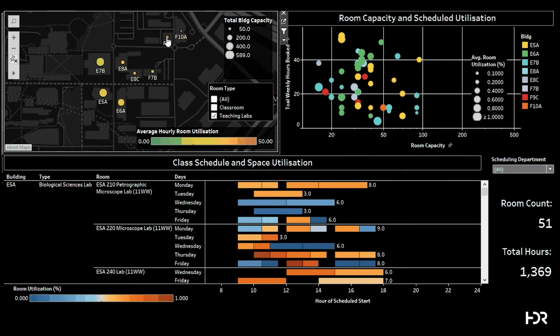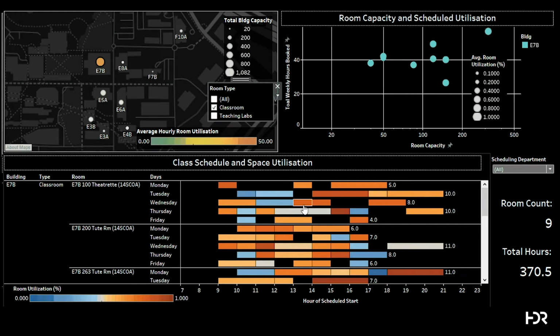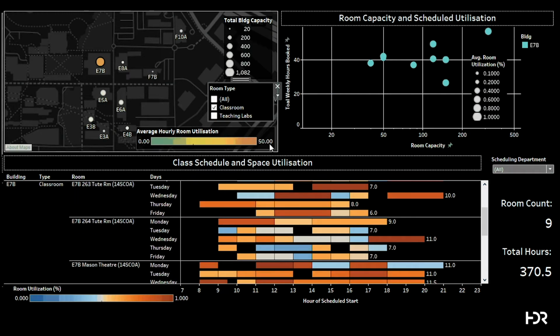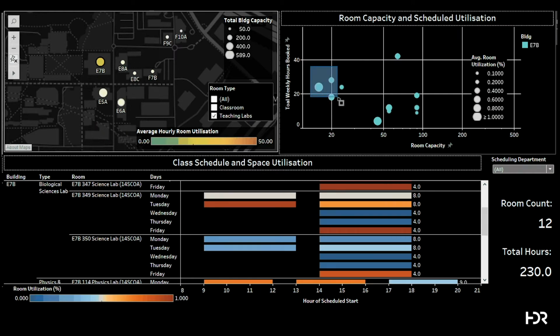So what we found was they were going to build a whole raft of classrooms, and what they really lacked was teaching labs. We were able to demonstrate there were huge gaps through their timetabling program that would accommodate 30-person, 60-person classrooms.